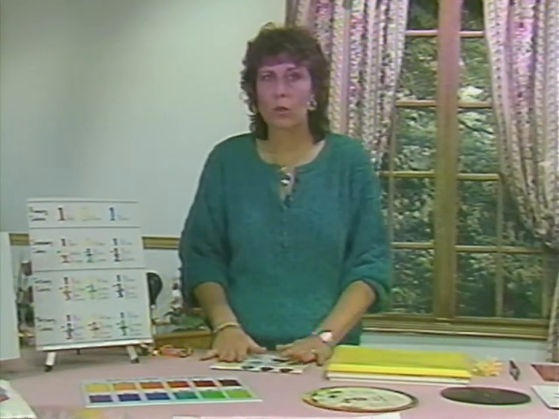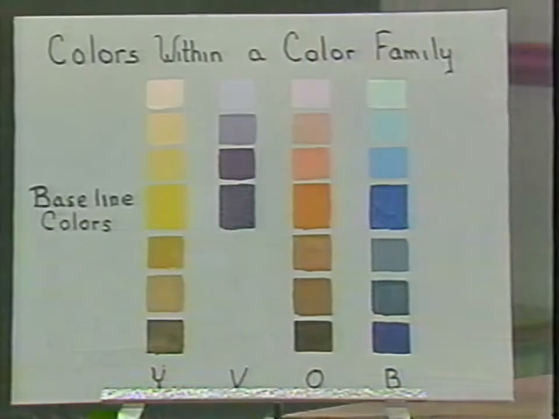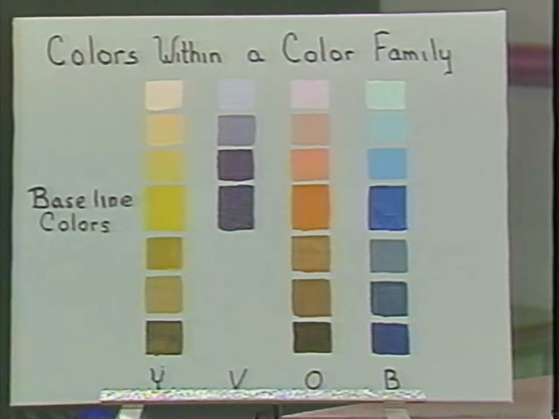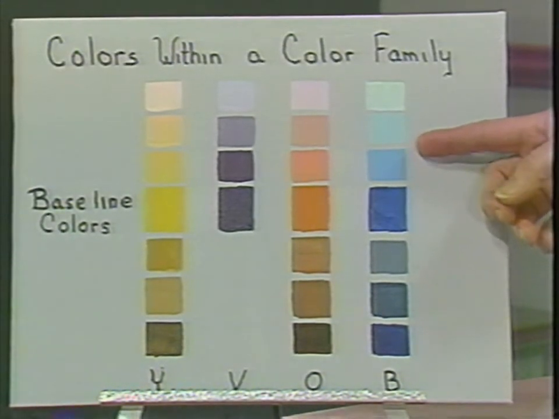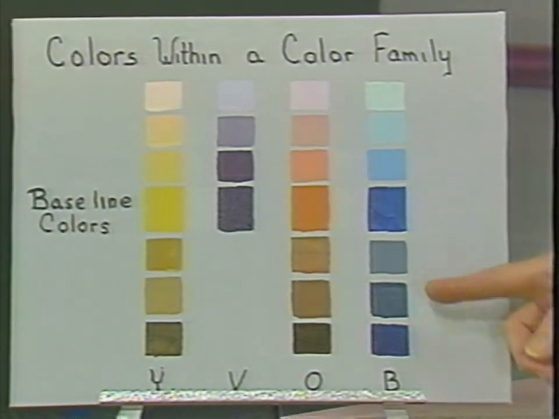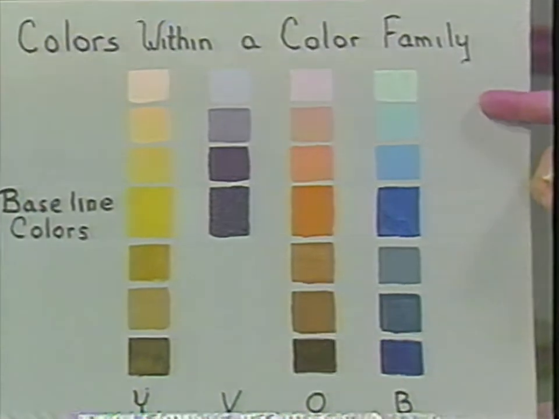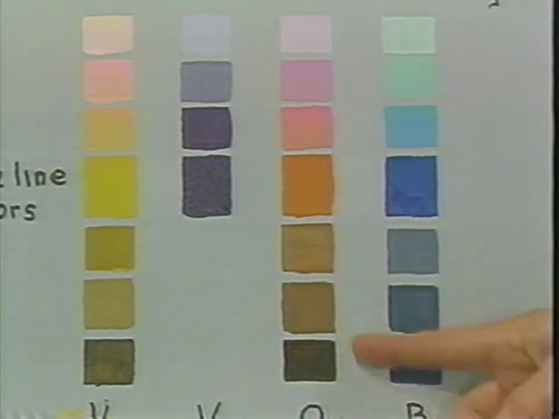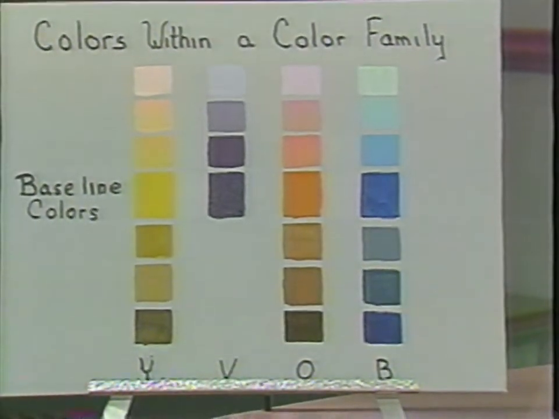Another way, and another exercise for you, is to take a look at the color family chart that I have here. What I have is the basic baseline colors right in the center. I also have taken and used other acrylic paints that I'm familiar with, and I've placed them in a color family. You can see that all of these are blue. Some of them are lighter, some of them are darker, but they're still blue, as these are all oranges, violets, and yellows. Take the time to learn to identify color as accurately as you possibly can.